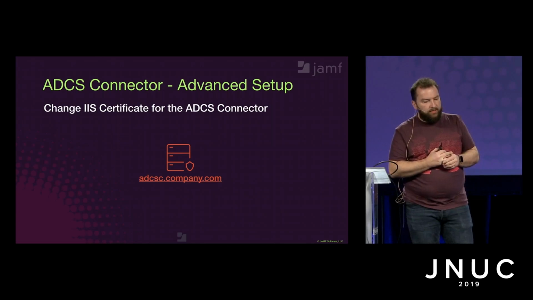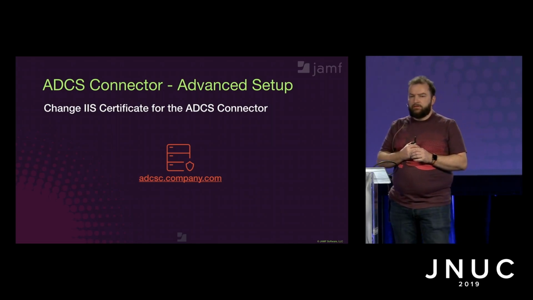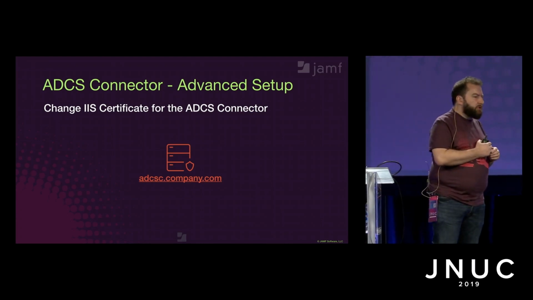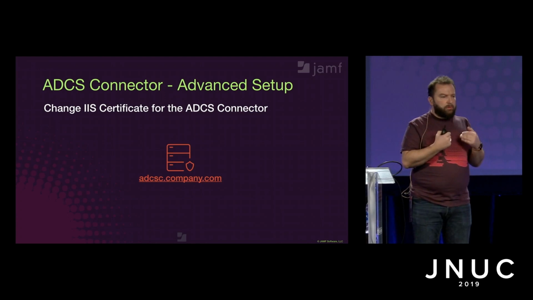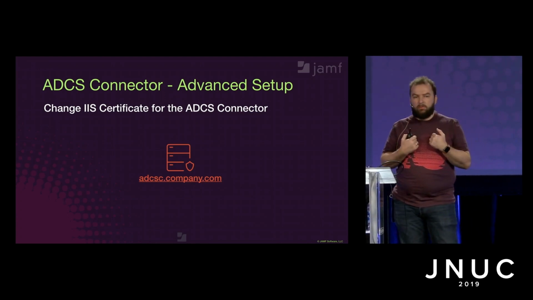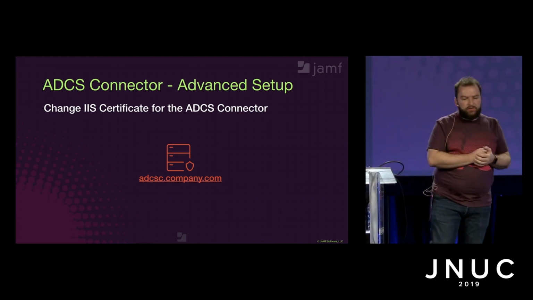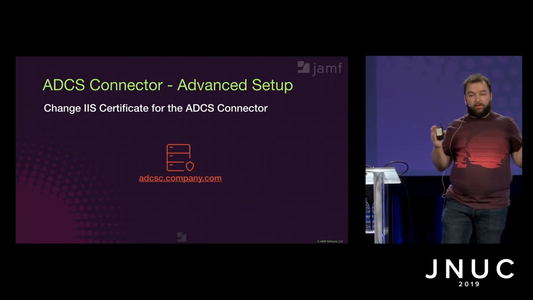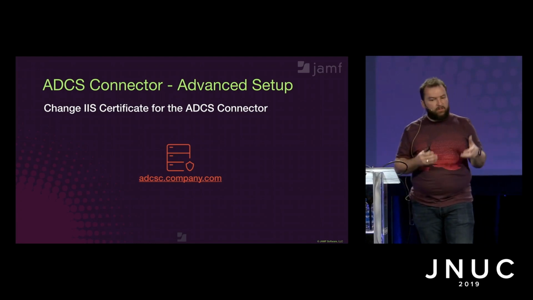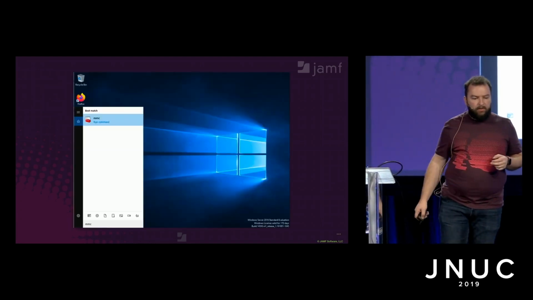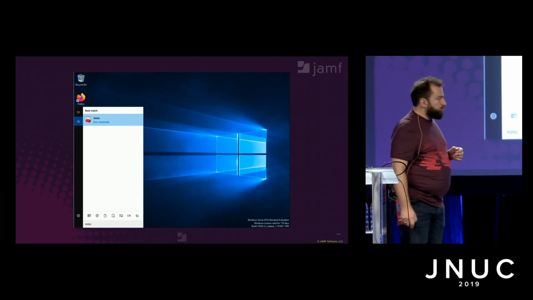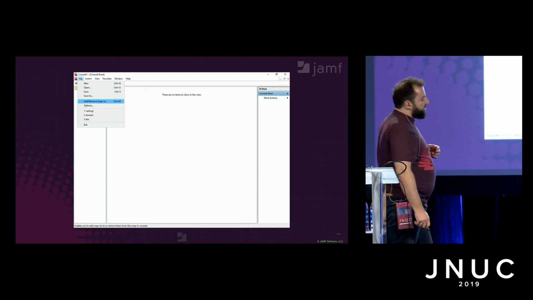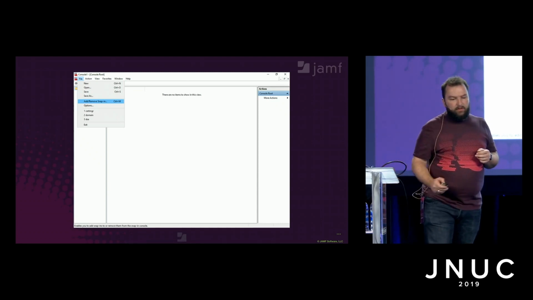Now, a common question I've had is, well, it's great that your ADCS connector is using a self-signed certificate, but we'd rather have either a public one that is publicly trusted, or one that is issued by our internal PKI, because this is our rule. We don't use self-signed certificates. Can you do that? Yes. It's IIS. If you've ever managed IIS, you will know how to do it. If not, let me show you. Now, let's go to our Windows server. And we are going to open something called the MMC and add and remove a snap-in to get access to our certificate store.